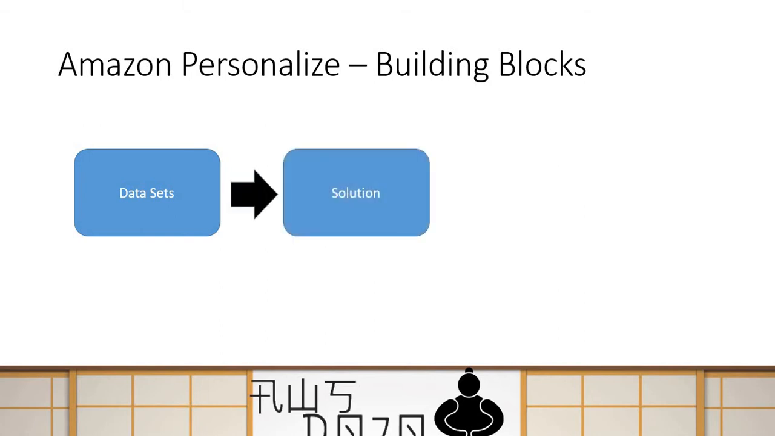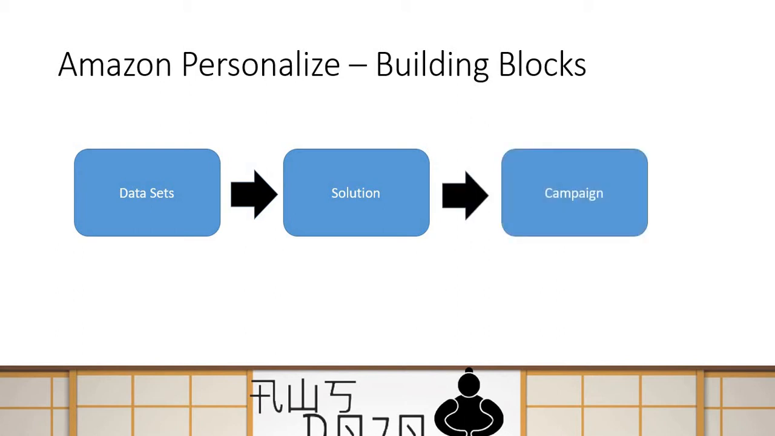Building a solution is like training a model. Your data set is a training data set, and based on that training data set, you train your model, which is like building a solution. Then you create a campaign, and creating a campaign is like deploying a solution. So you deploy a solution, and that is called a campaign, and then you can make a call to this campaign using the Personalize API to fetch recommendations about a user or a customer.